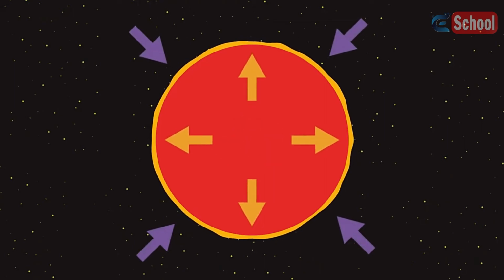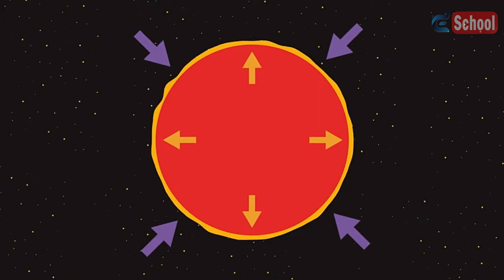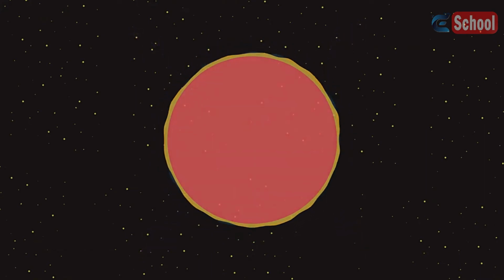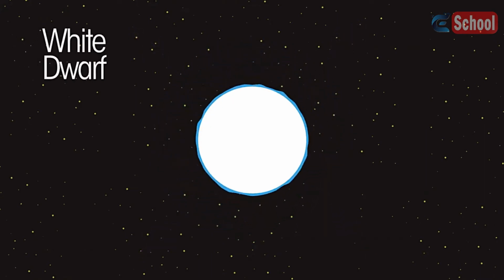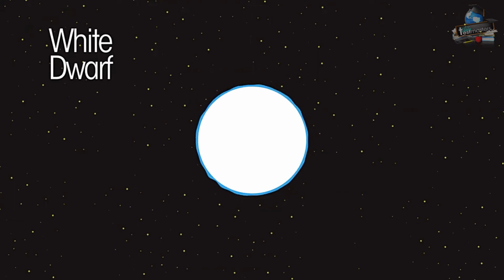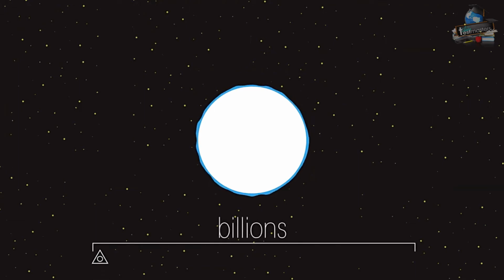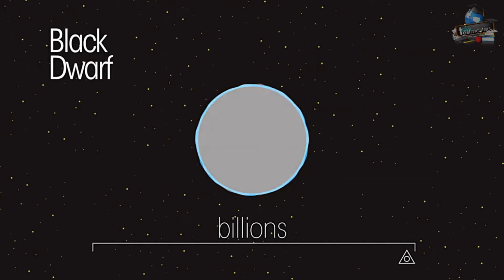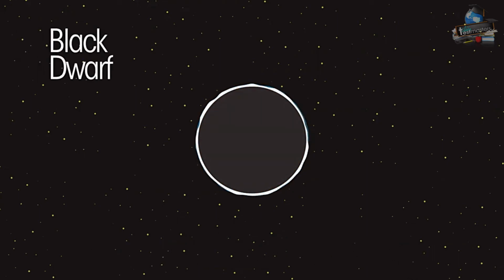Suddenly, the force of gravity is greater than the outward pressure of fusion, causing the star to collapse, forming a white dwarf. No more fusion is occurring inside the star, and so the white dwarf cools down. Eventually, after many billions of years of cooling, it stops releasing heat, and it becomes a black dwarf, as cold as the empty space that surrounds it.